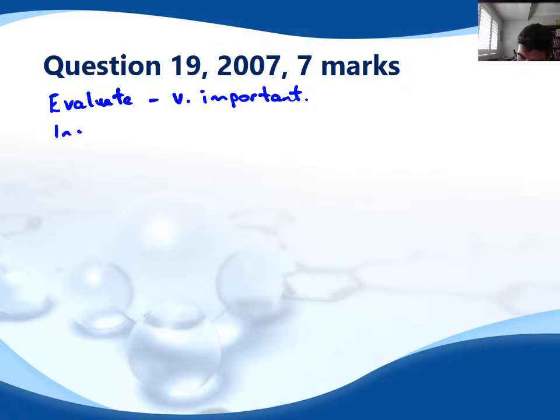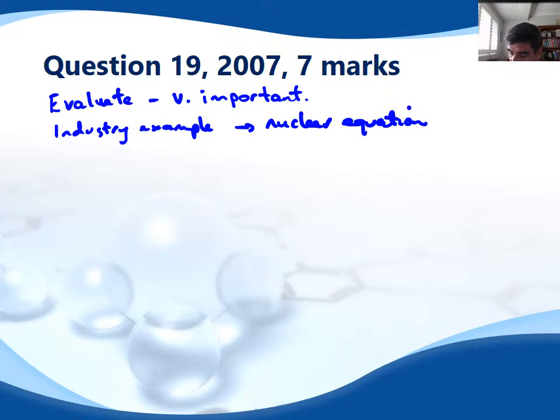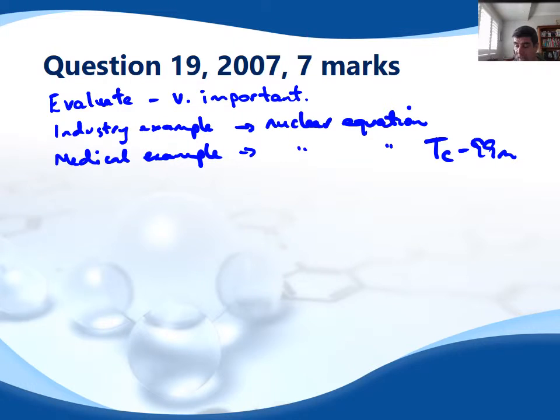You need to have your industry example, and preferably with a nuclear equation to show how it was formed, and also your medical example with, again, a nuclear equation. So you could, for example, pick technetium-99m and how it's formed and how it breaks down. Now, the importance is the link between properties and use.